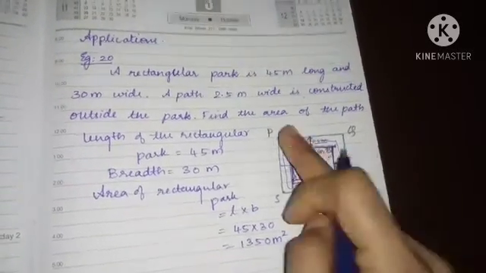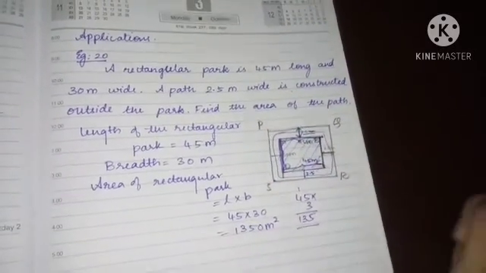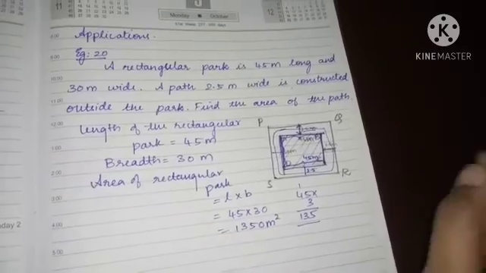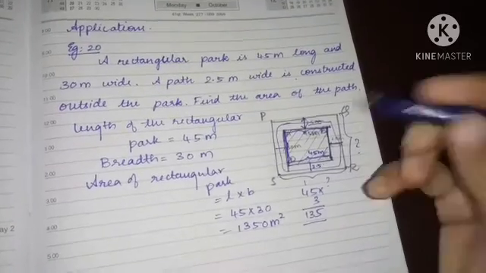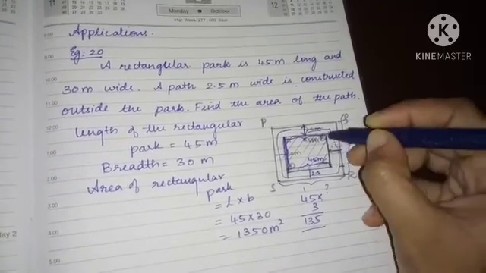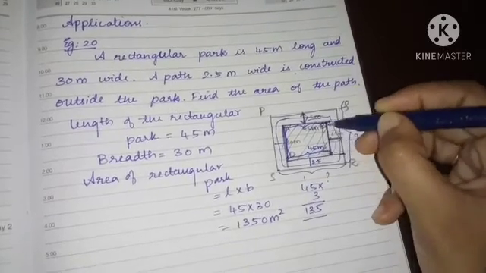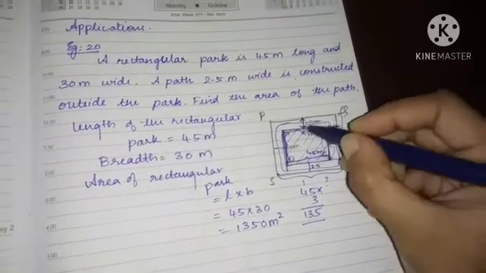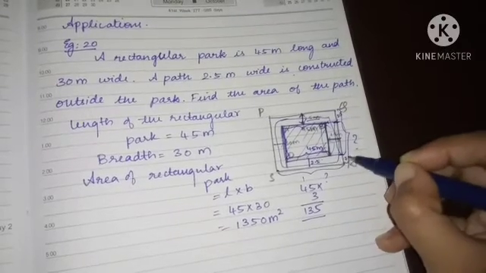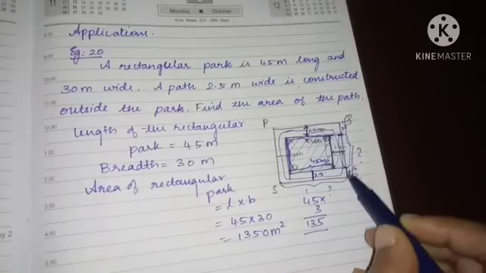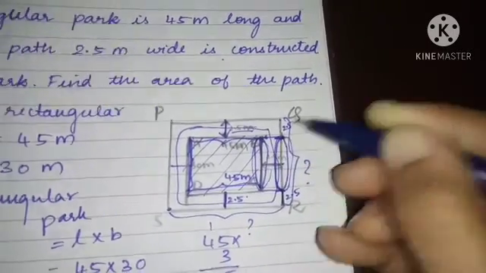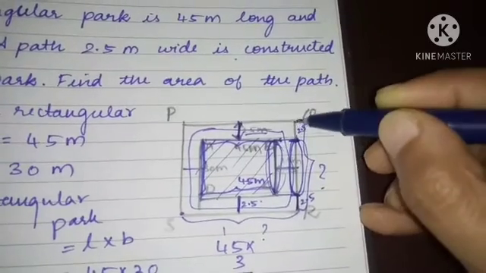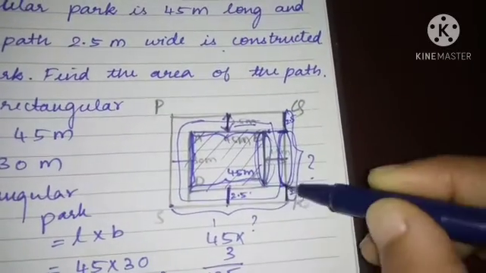Okay. Now we should find the area of the full rectangle. If you want to find the area, you want the length and breadth. You already know from this to this it is 30. This is 30, so this is also 30. Here you add this 2.5 and 2.5, because from this to this is 2.5, so this is also 2.5. Listen, children. Here this is 2.5, so this is also 2.5.